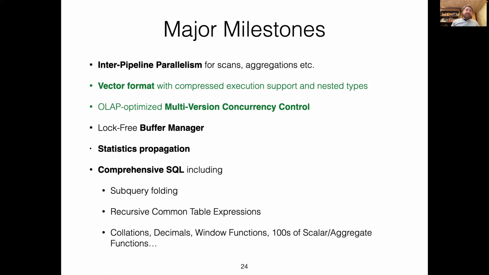DuckDB also has a lock-free buffer manager, and is able to propagate statistics through the query plan. So we are able to basically take any kind of statistics like min-max on input data, propagate those all the way through the query plan, and then use those propagated statistics in the optimizer to, for example, eliminate entire sections of the query plan because they can never happen or something like that. You can also use it for type selection, like physical type selection.